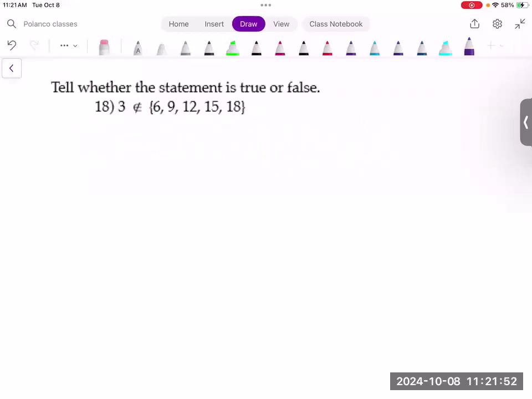All right, question number 18. So number 18 is telling you whether this is true or false, right? So let's go over the symbols and the meaning of them. What is the meaning of this symbol here? Element of, right? Very good. This symbol, proper subset or subset, right? Is a subset, means you're talking about a group, right?